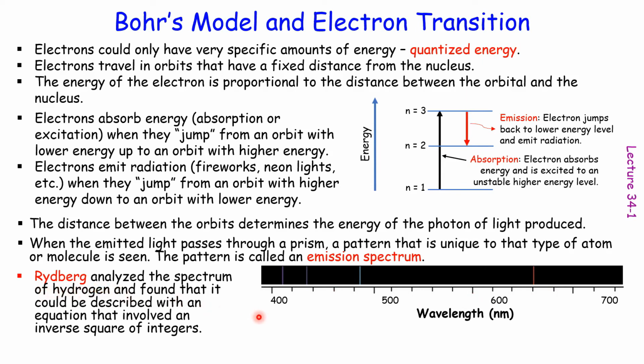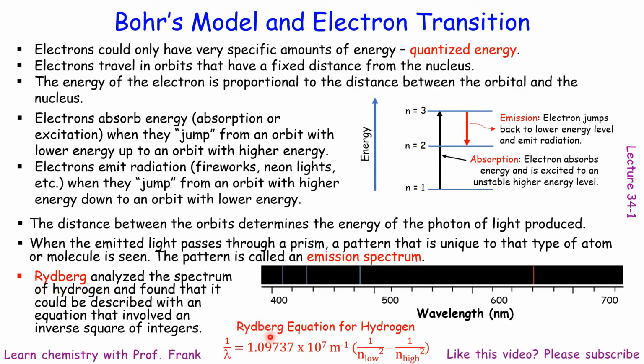So he analyzed the spectrum of hydrogen and developed an equation for calculating the specific wavelength of those electron transitions in hydrogen atom. Once you plug in the n values, for example, for this absorption, the lower number of n is 1, and then the higher number of n is 3, then you will find out the wavelength of the radiation responsible for this absorption process.